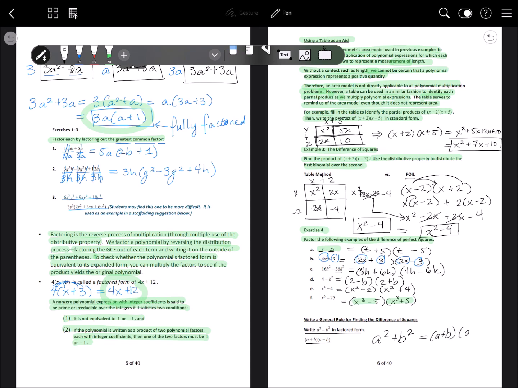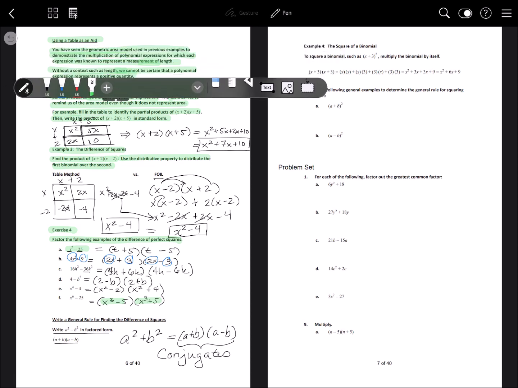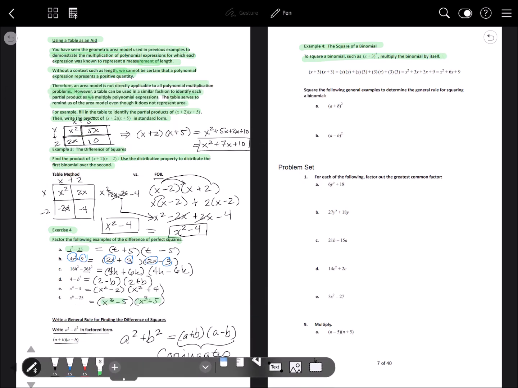So we can say as a general rule that if we have a squared minus b squared, that's equal to a plus b times a minus b. This relationship, a plus b and a minus b, are called conjugates. Put that in the back of your mind. It's going to show up again. And apologies, this plus between the a squared and the b squared should be a minus.